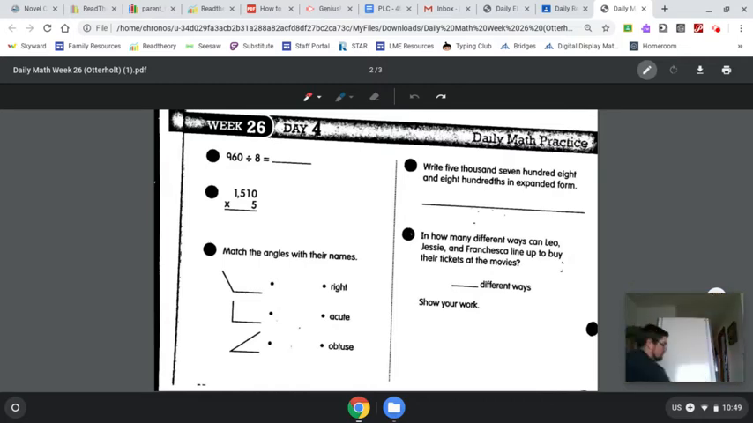Okay, let's see. Okay, so first problem was 960 divided by 8. What is it? 960, yeah. 960 divided by 8. It's not very... Let's see if I can make a pen that works better here. Yeah, that's a little better.